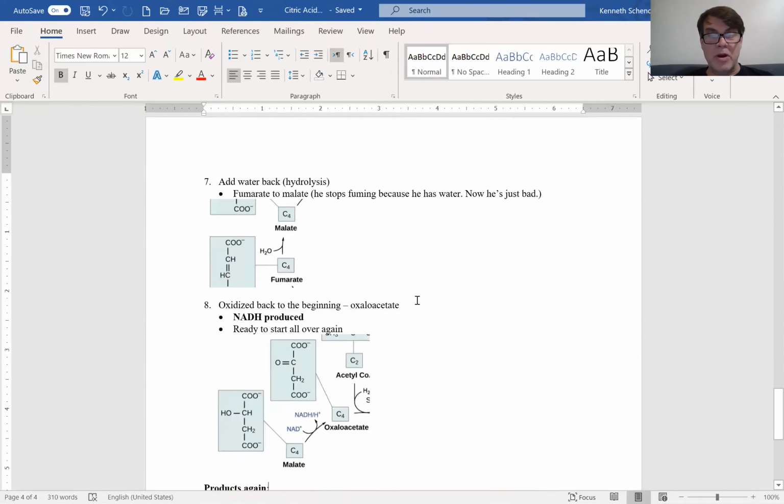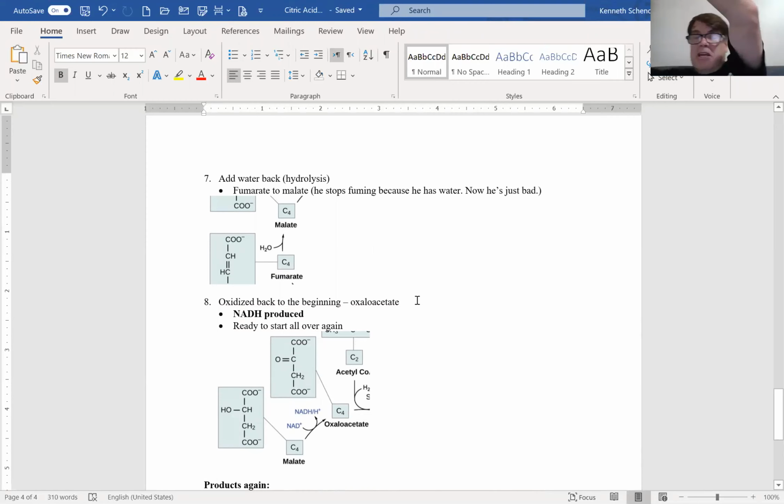And then it adds the water back. Again, make up your mind. Are you going to dehydrate or do you want to hydrate? Here, hydrolysis, it goes from fumarate to malate. So it stops fuming, and now it's just bad. It's mala. But anyway, it goes from fumarate to malate by adding a water. At least it's not angry anymore. And then the final step, it's oxidized back to the beginning, this oxaloacetate, which was part of the starting of the process. And the final third NADH is produced, and we're ready to start all over again. Malate to oxaloacetate. I hope you don't have to know all those things.